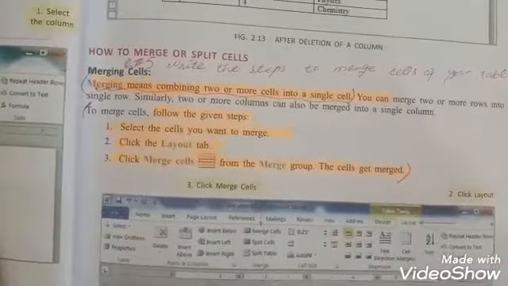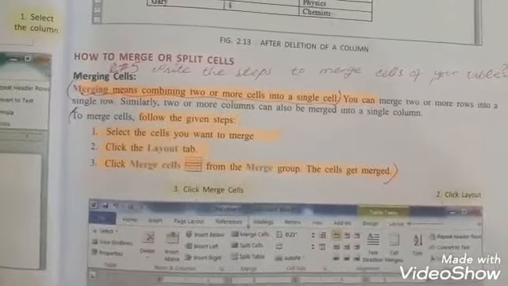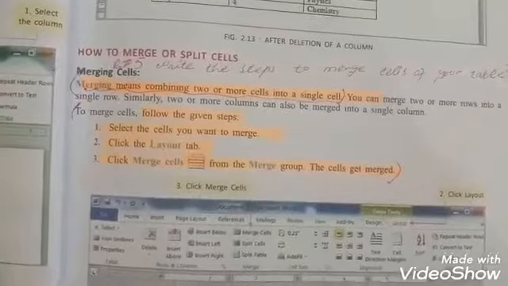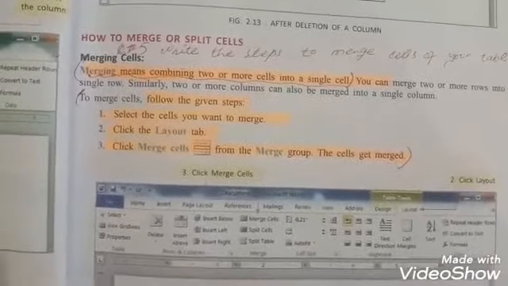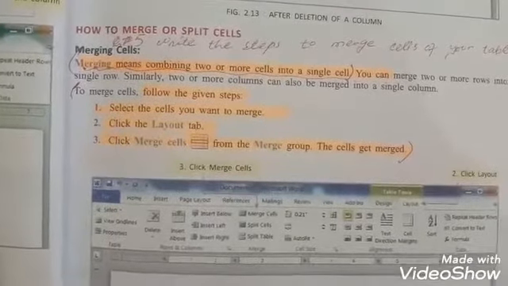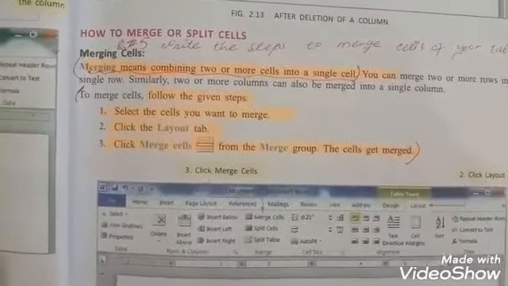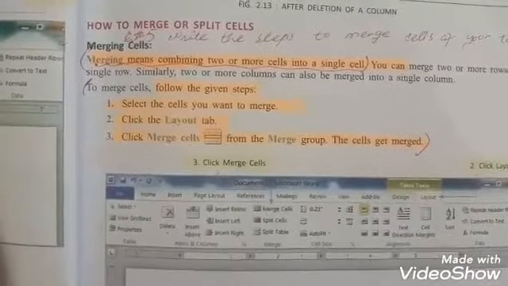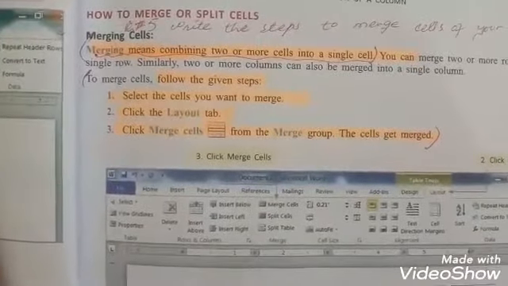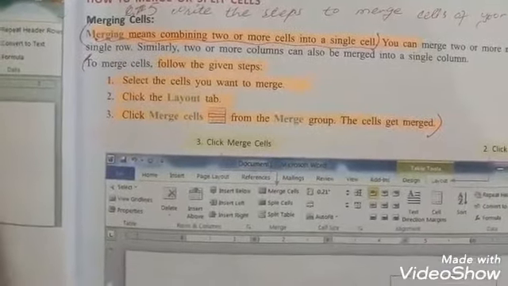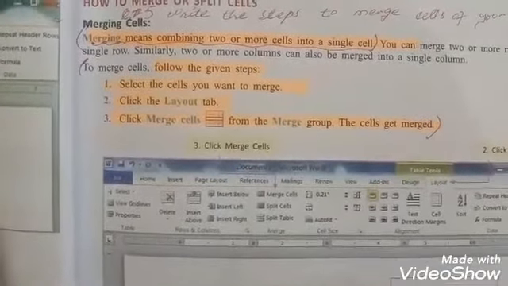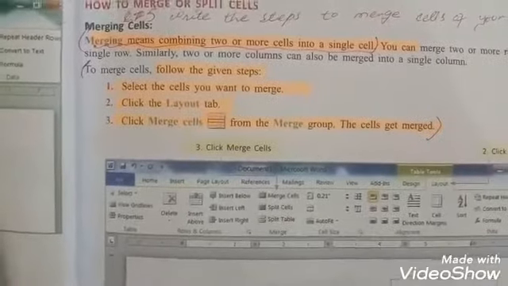Our next topic is merging cell. Merging means combining two or more cells into a single cell. Now we can perform practically how can we merge two cells into a single cell. Follow the given step. First one is select the cell you want to merge. Click the layout tab. Click merge cells from merge group. The cell get merged.